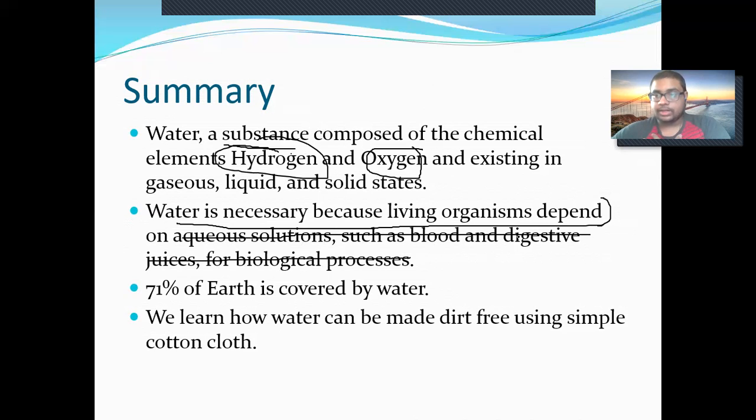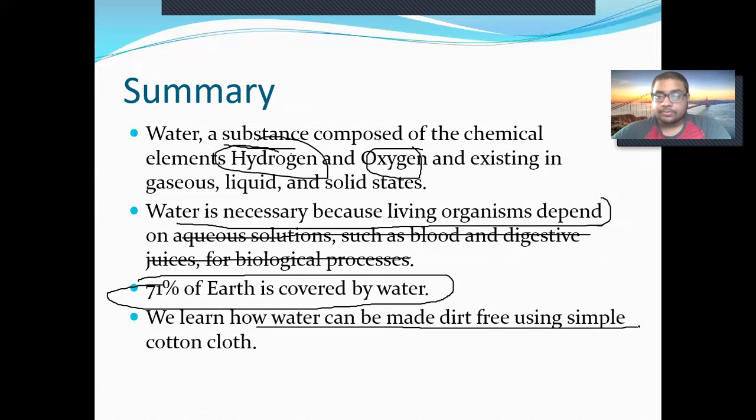Okay, we are all living organisms. Every human being is a living organism. Every animal is a living organism. Trees, animals, we are all living organisms, and all of us require water to live. Okay, there is another fact: 71% of earth is covered by water. And we learned how water can be made dirt free using a simple cotton cloth. So what you learned today is how you can make the water sample dirt free using a simple cotton cloth.